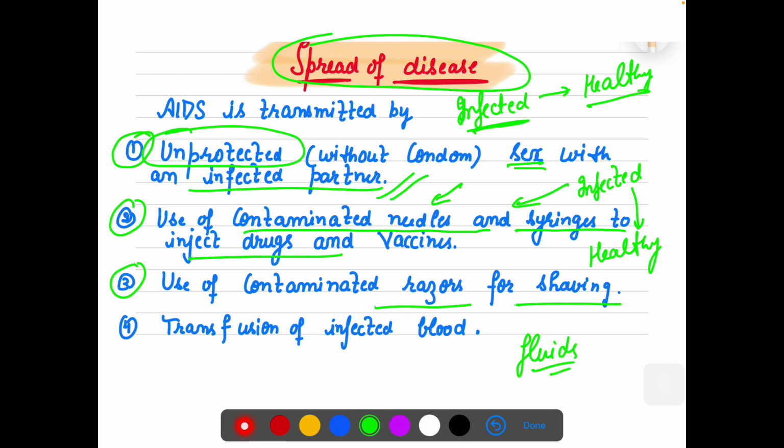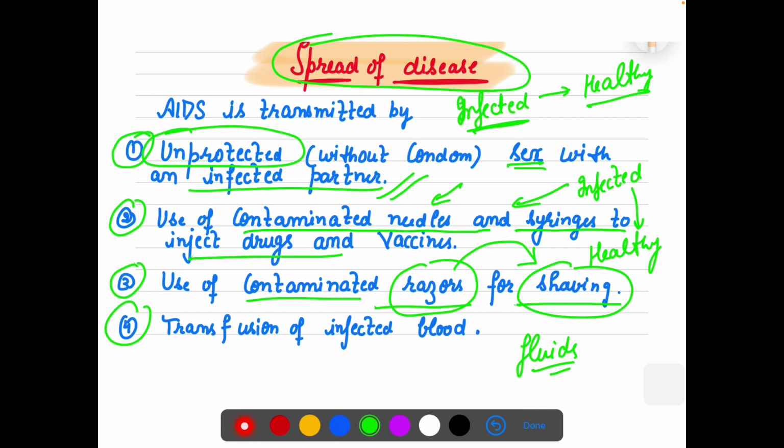So if you use contaminated razors for shaving, and a contaminated razor means that razor is used by the infected person, the person who is already infected with HIV, and you use it, then definitely this virus will travel in you.